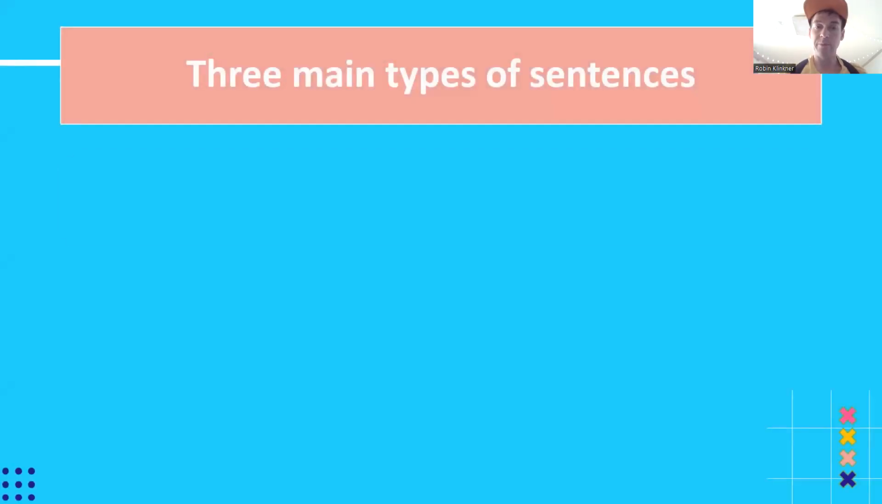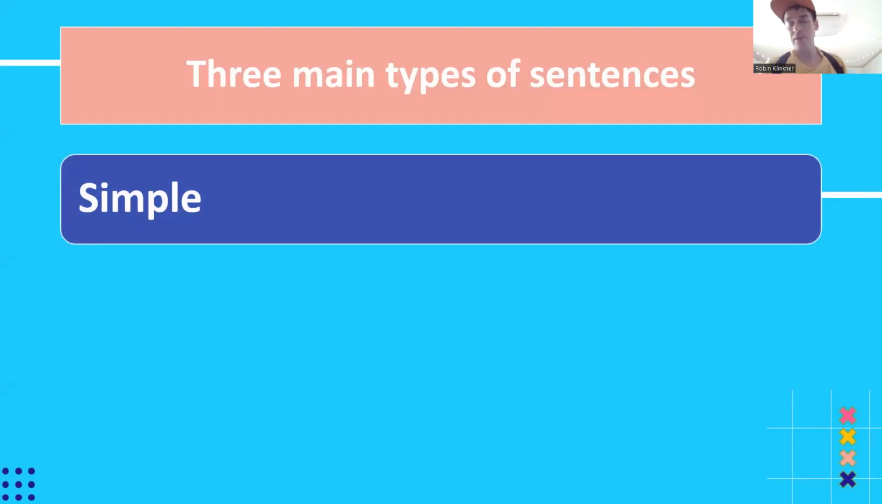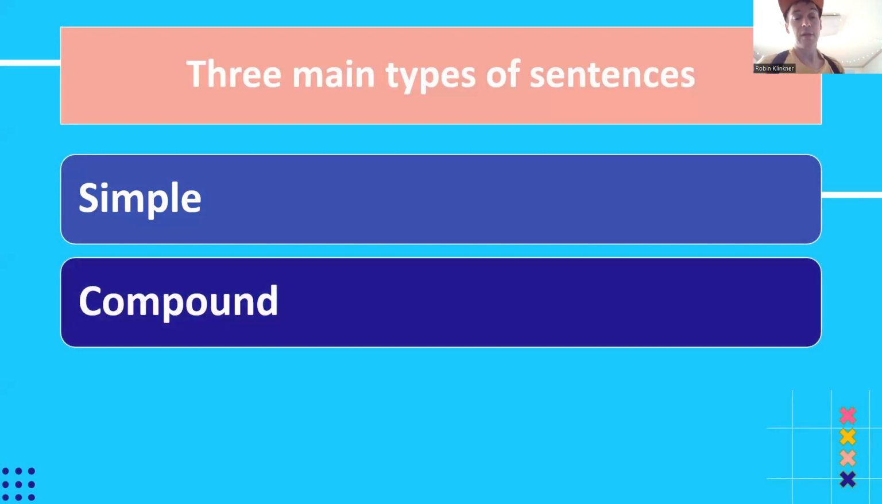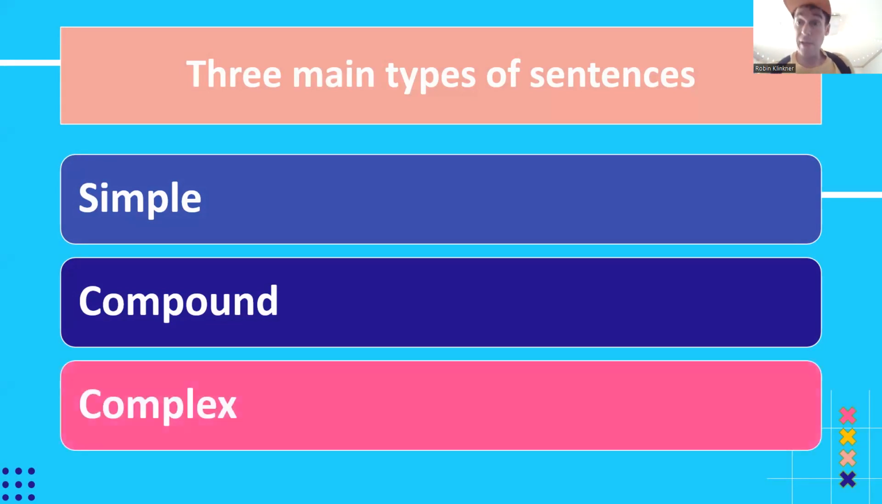What are they? First one is simple. Okay, there are simple sentences. Compound sentences. Compound means when two things combine. Two things are combined. That's what it means to compound. Then complex. So simple is kind of basic. Complex is more advanced. So simple, compound, and complex.